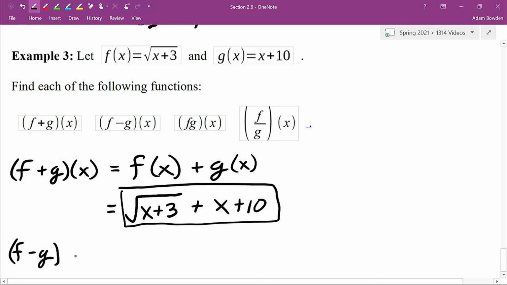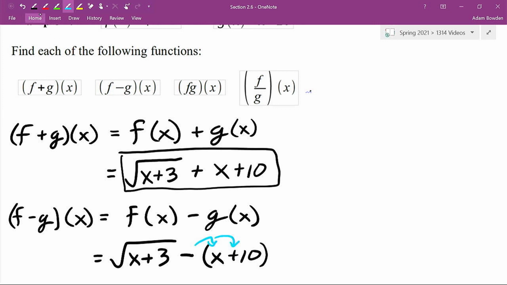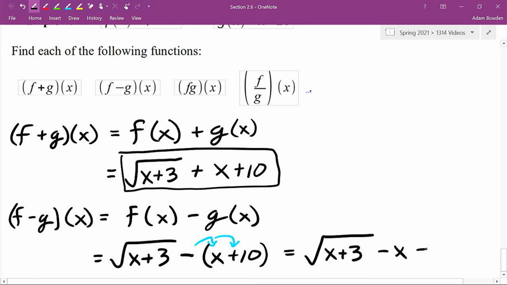We would see something very similar for f minus g, which would just be subtraction instead. It would look like the square root of x plus 3 minus the g of x, x plus 10. We could go ahead and distribute the negative and rewrite it as the square root of x plus 3 minus x minus 10.